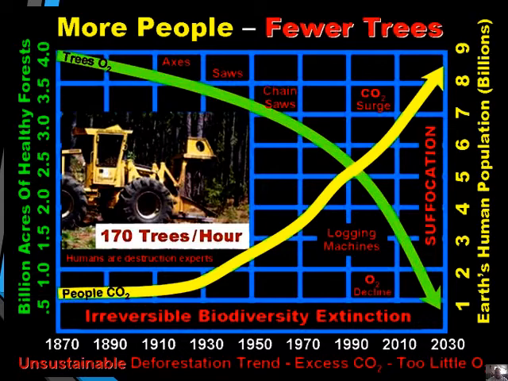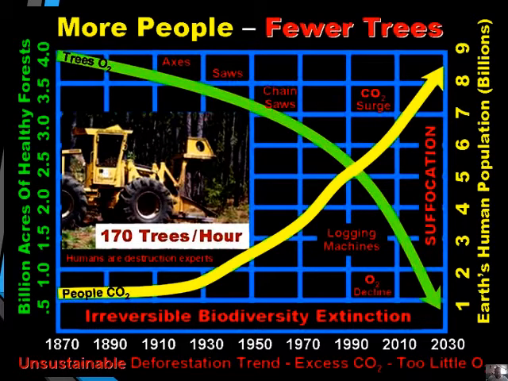All right, it looks like a whole lot going on at the same time, so let's just quickly go through this. It says more people equal fewer trees. And then it talks about the idea of suffocation all the way on the far right hand side. So let's look at the green. It has a billion acres of healthy forests, and this is over time.